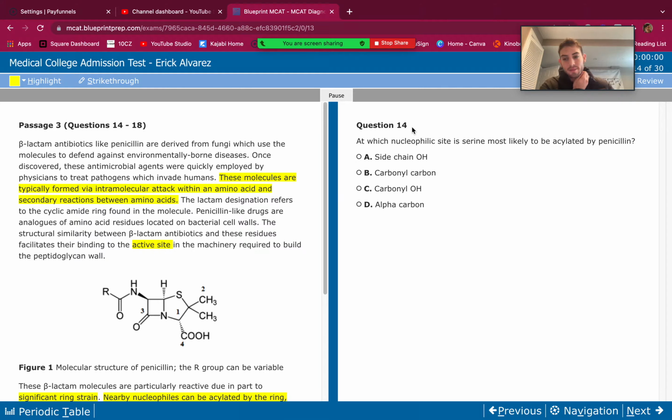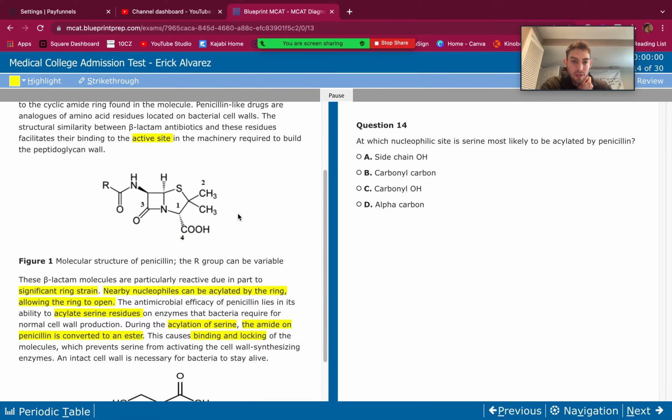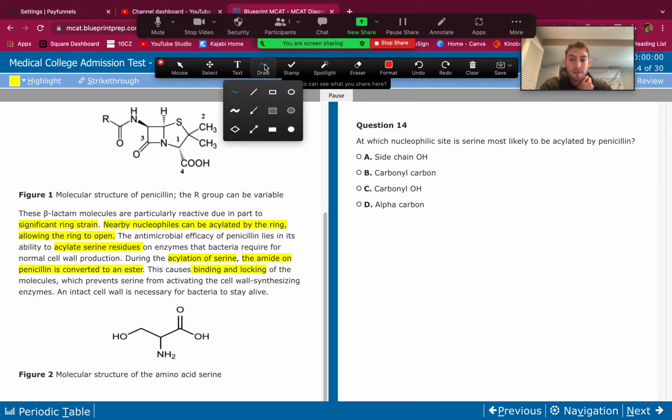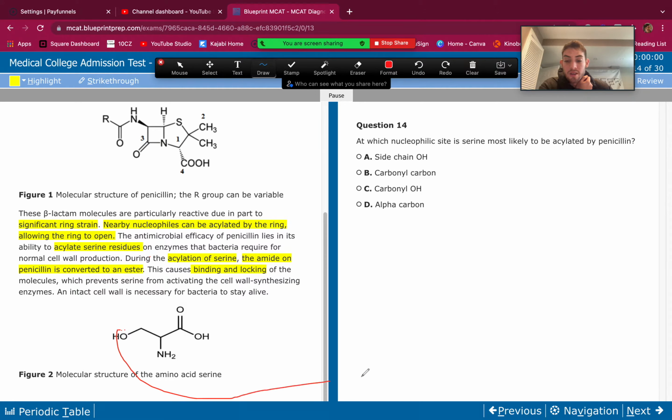Question 14. At which nucleophilic site is serine most likely to be acylated by penicillin? This one, you have to know how nucleophilic, electrophilic reactions work. Here's your serine here. Serine, tyrosine. The amino acids that have the hydroxyl group, that's important because these can act as a nucleophile and attack things. What do they usually attack? There's not many organic chemistry reactions you have to know for the MCAT. These are going to attack, let's say, a carbonyl.